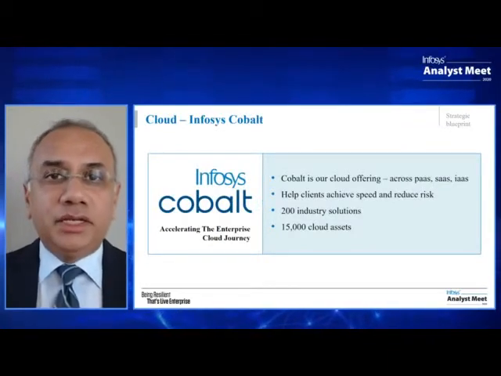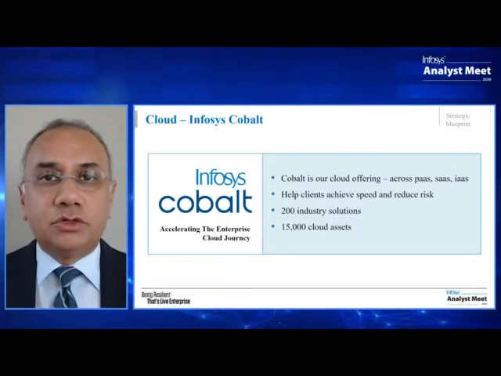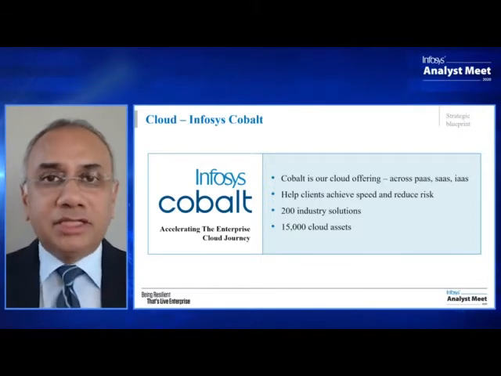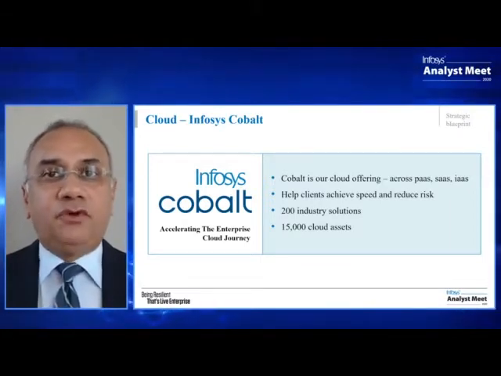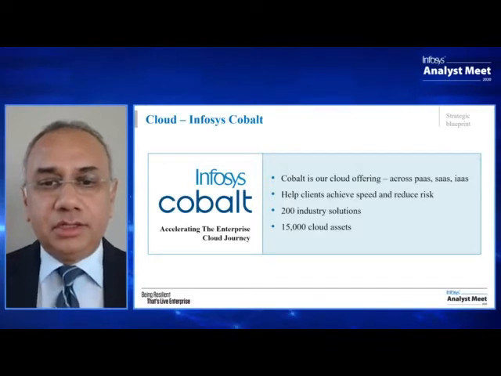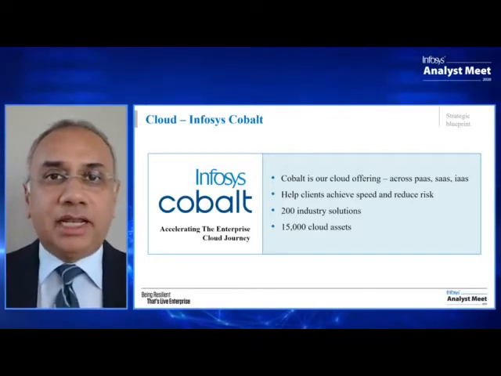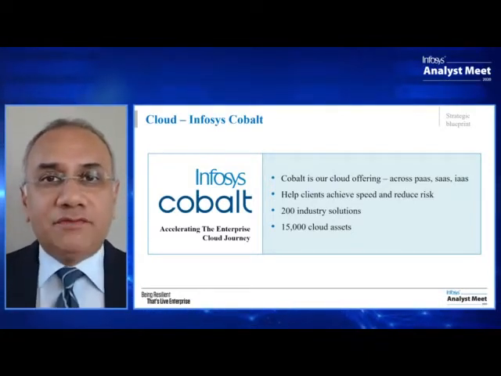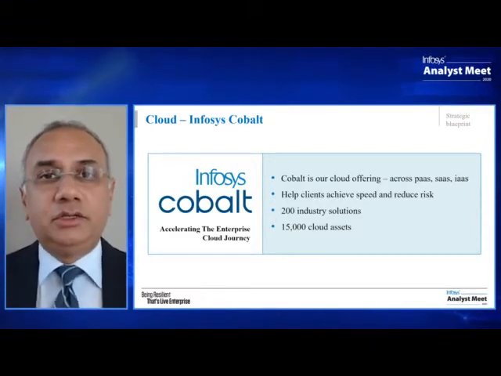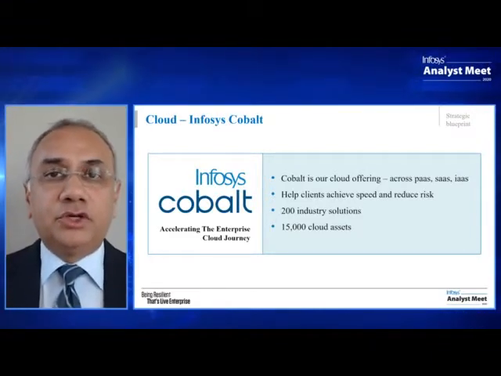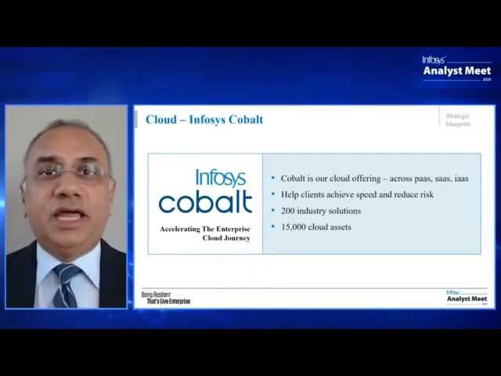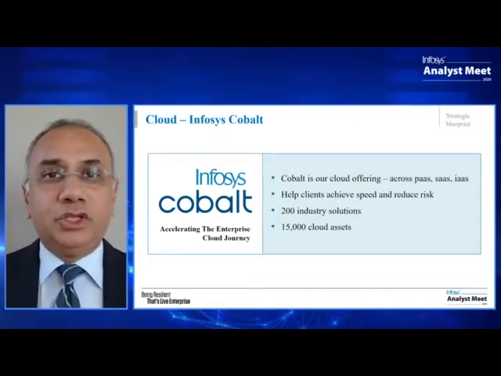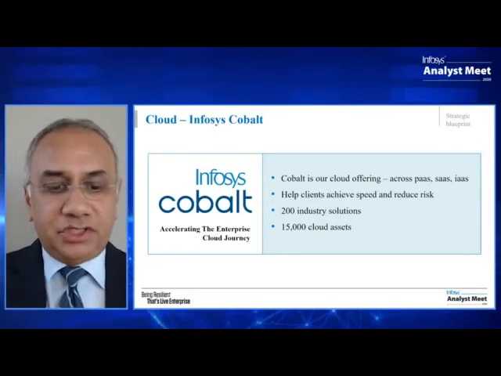In cloud, we really made an extreme push, and you might have seen a few weeks ago, we launched our own brand called Infosys Cobalt, which combines all of our cloud capabilities, platforms, solutions, offerings. The idea for Cobalt is to help our clients go faster in their cloud journey and to do it with less risk because we have a lot of things that are tried and tested. Today, we already have 200 industry solutions and 15,000 cloud assets that form a part of Cobalt. And again, you'll hear a little bit more detail on this when Ravi shares his updates.